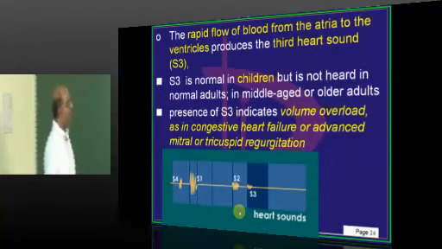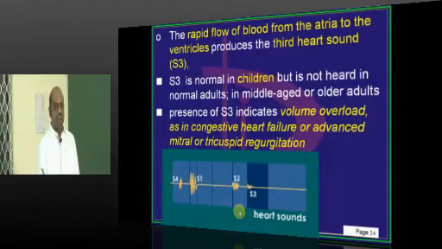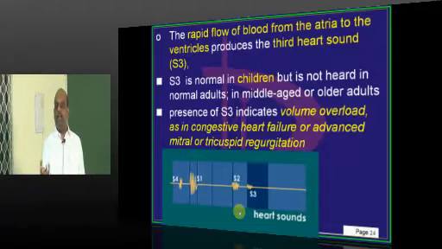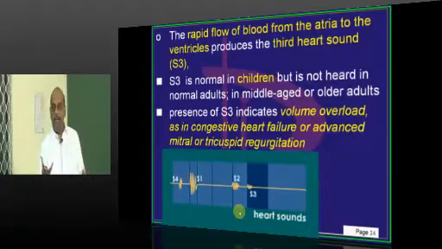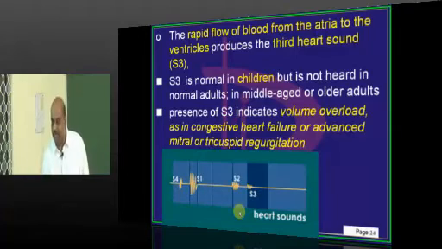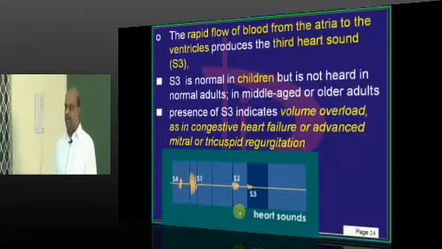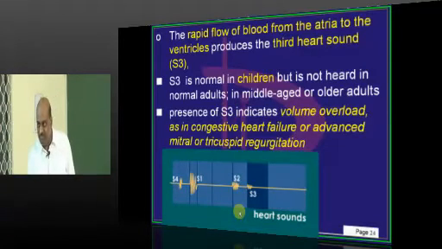Suppose a person is having ventricular failure, what will happen? Normally the ventricle is expected to pump the blood which it received during diastole. But it did not do that because of the ventricular failure. So next time when it is getting filled, the earlier blood which was not emptied, which was not pushed into the aorta, remains stagnant in the ventricle.